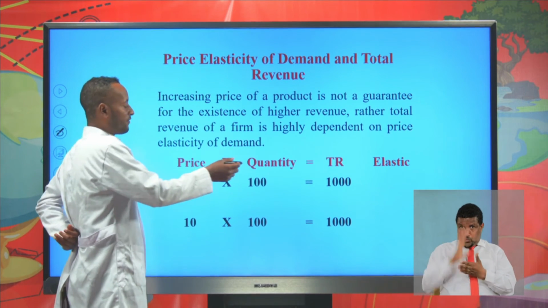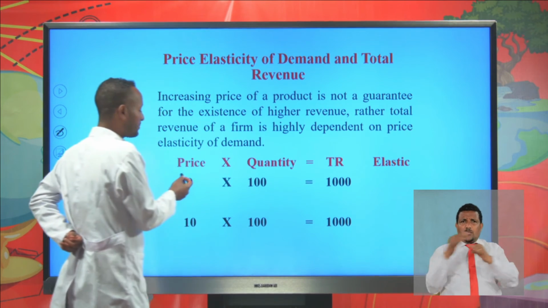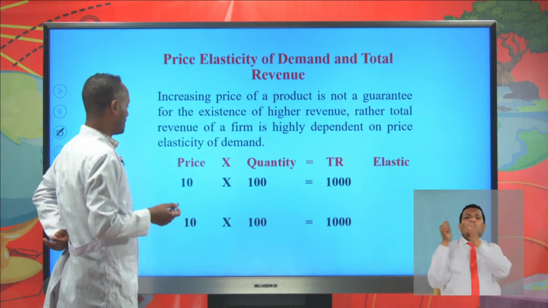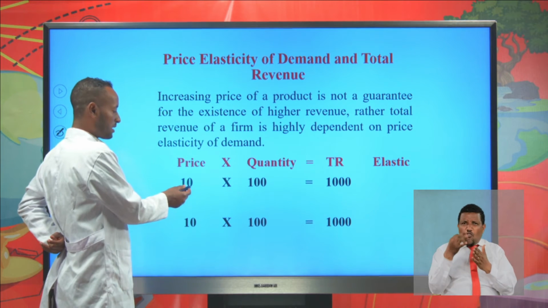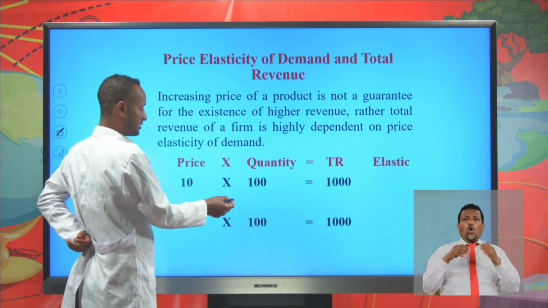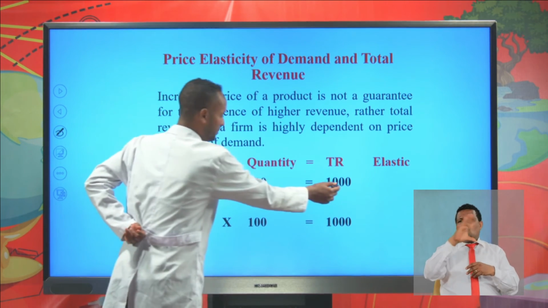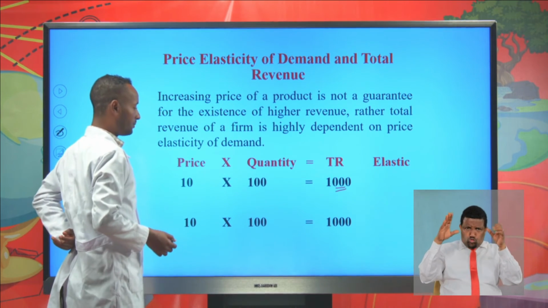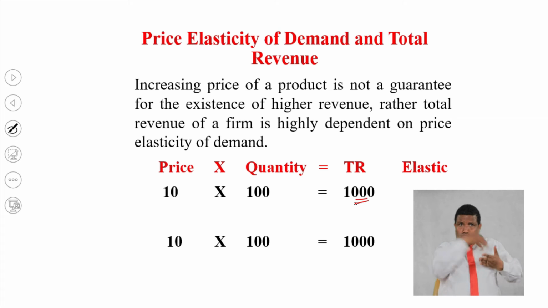The total revenue of the firm is calculated by multiplying price with quantity. Here, if the price of a kilogram of something is 10 birr and the firm sells 100 kilograms, then the total revenue will be 1000 birr. Now let me show you when the buyer is elastic.